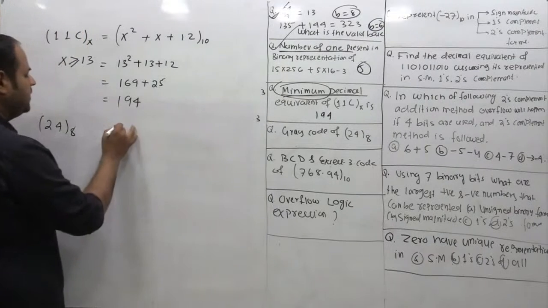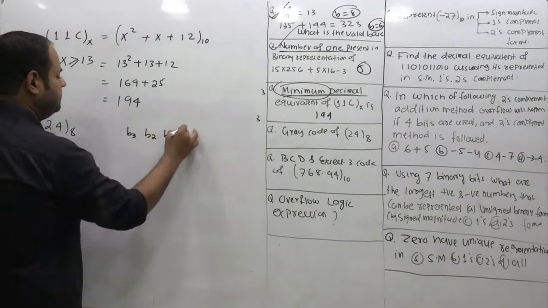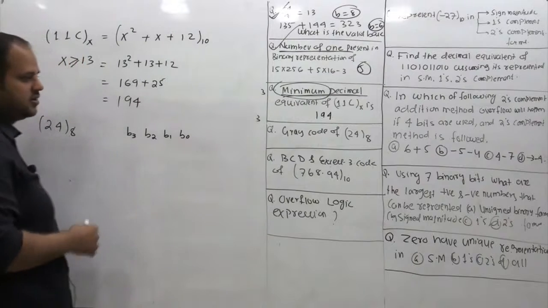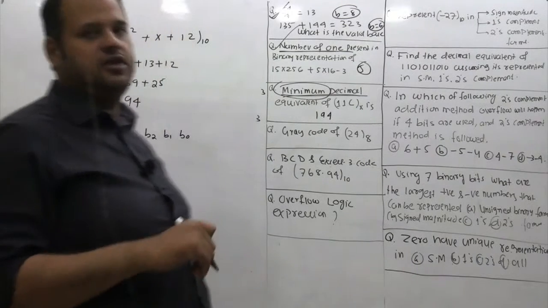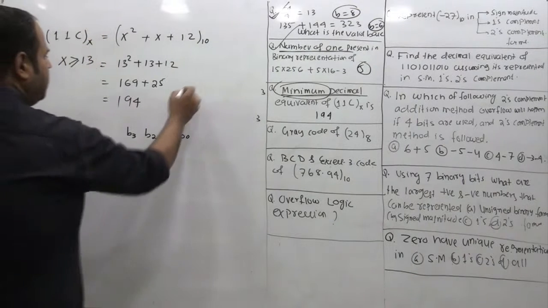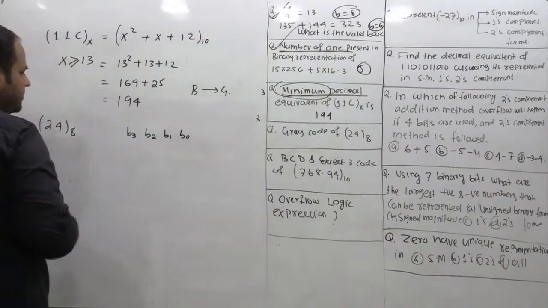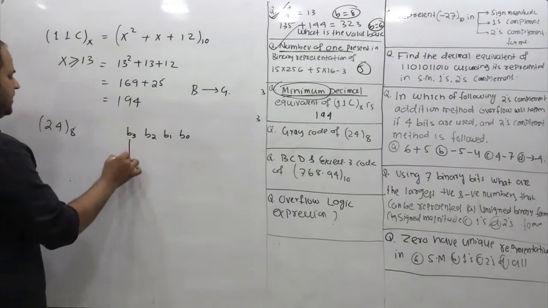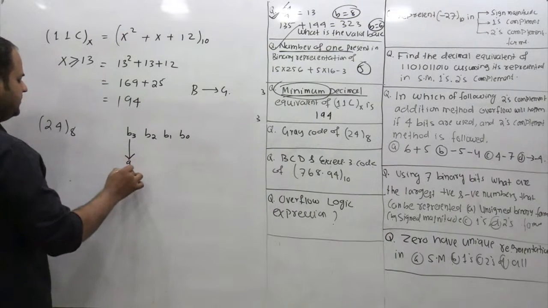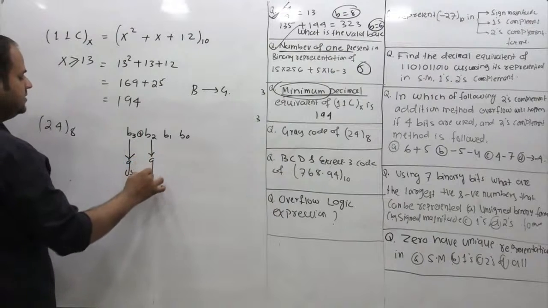Suppose you have a number, let's say B3, B2, B1, B0. This is a binary number, and I am asking you to find its corresponding gray code equivalent. So basically I want to go from binary to gray, and there is some well-defined logic for this. You copy B3 as it is, so this will be your G3. Then you make B3 XOR with B2, and what you get is G2.